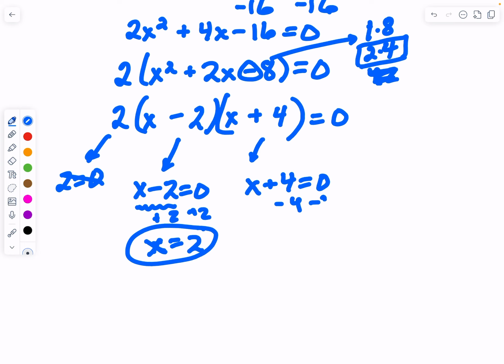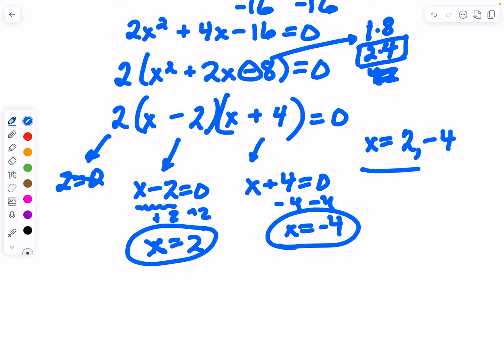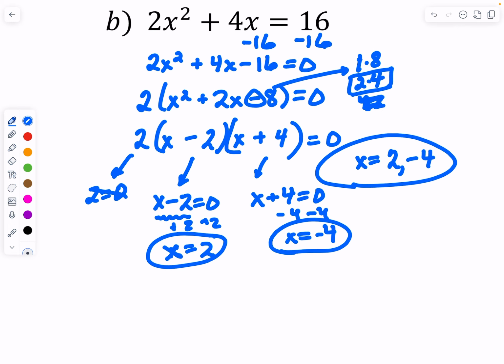Now, if you need to subtract 4 on both sides to get it, feel free to do that. So you could write it, I think MyLab likes for you to put a comma in between. So I think that's the way MyLab likes for you to write the answer.